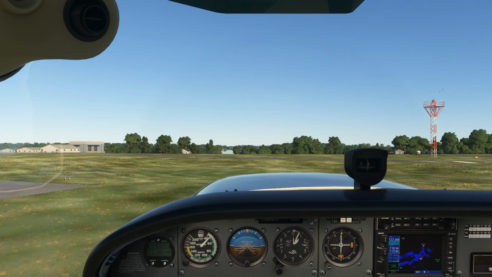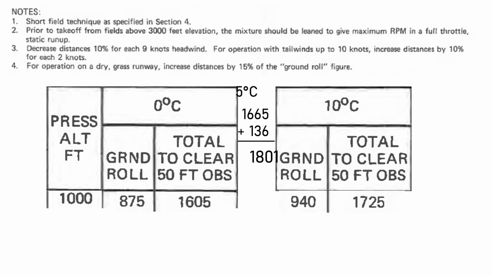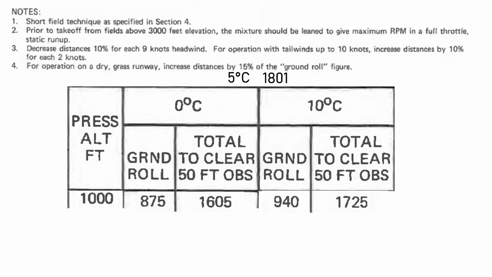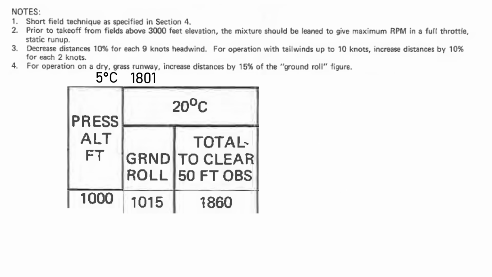Now let's see what a change in temperature does to our calculations. 5 degrees required 1801 feet. What does 20 degrees require? Hotter air is less dense, so the aircraft performance will be worse and will need more runway. There's no need to interpolate because we do have a column for 20 degrees. The total to clear the obstacle is 1860 feet, but we still need to add in the grass runway factor. We want to take 15% of the ground roll, which is 152. We add the 152 to the total to clear the obstacle and get a total required run of 2,012 feet.